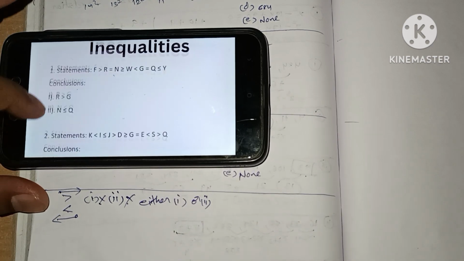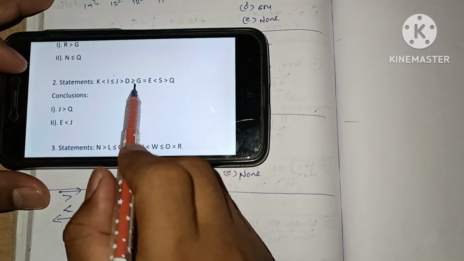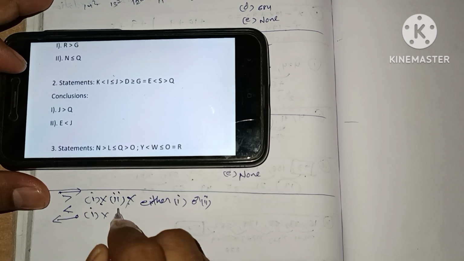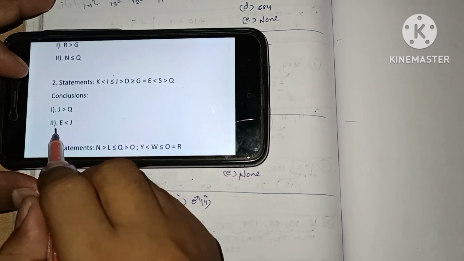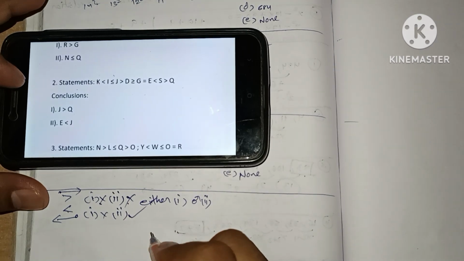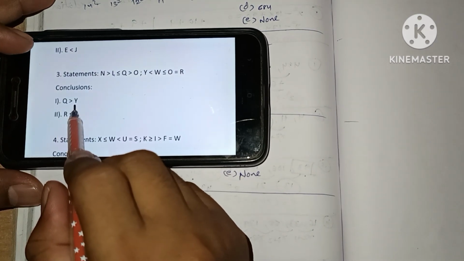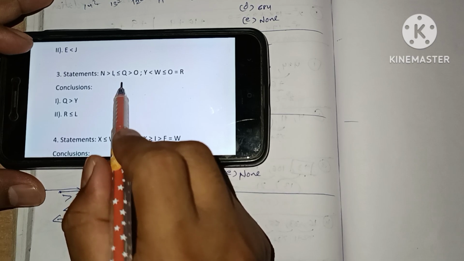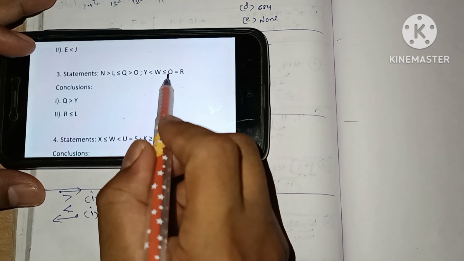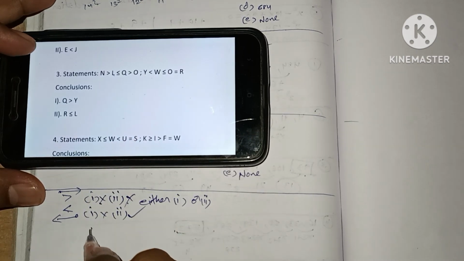Next, second question. The flow from J to Q. From J we can able to reach to E but not to Q. First one is false. Second one, the flow from J to E. From J we can able to reach to E. It is true. Next, third one, the flow from Q to Y. From Q we can reach to O or else L. From O we can able to reach to Y. Yes, first one is true.